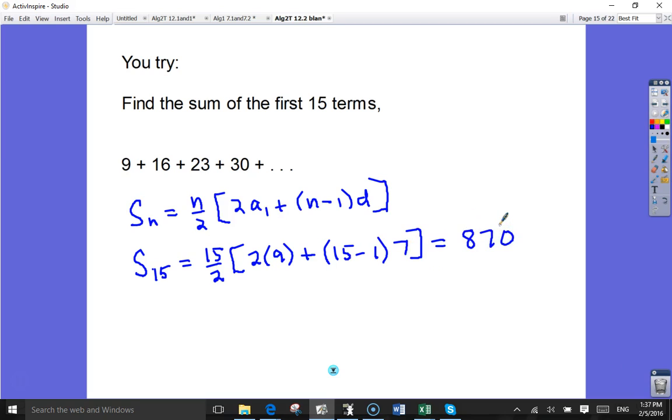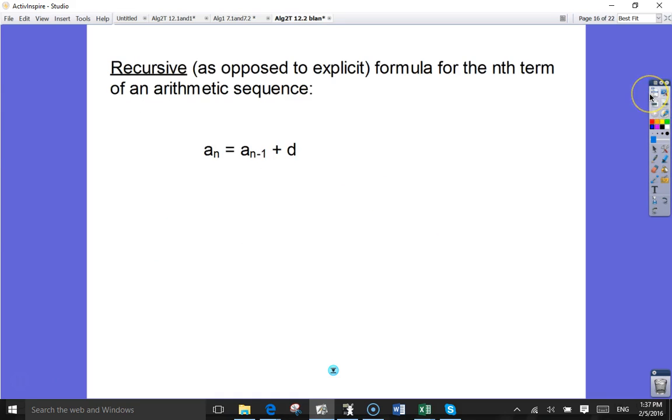Right? Just use the formula. Plug in everything. Plug and chug. Good with that? Okay, a recursive formula, right?